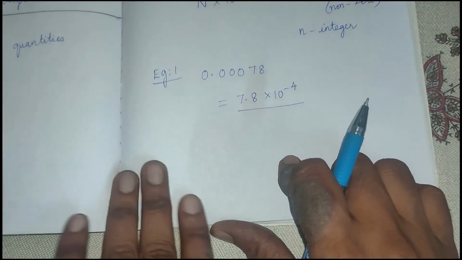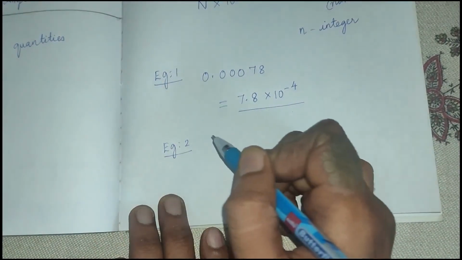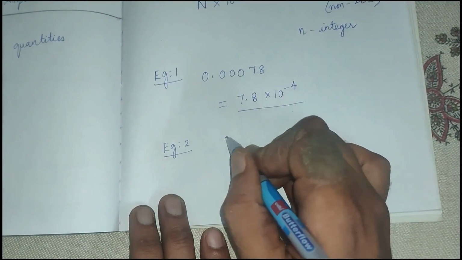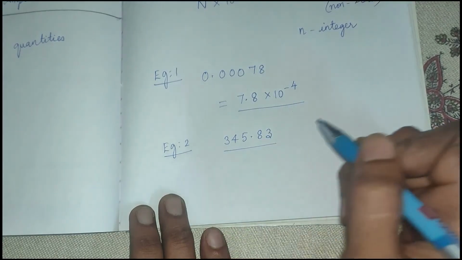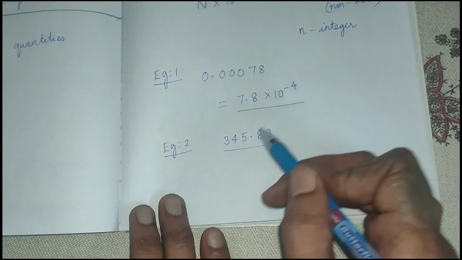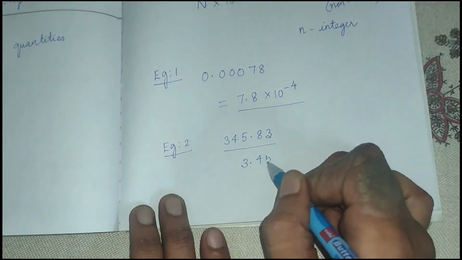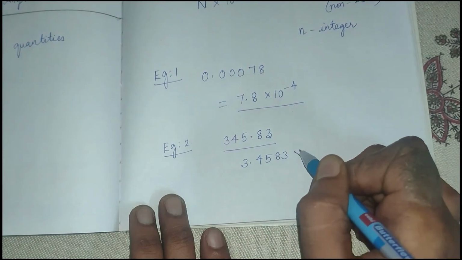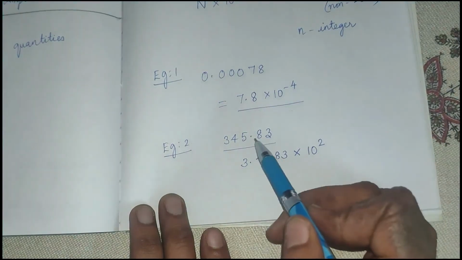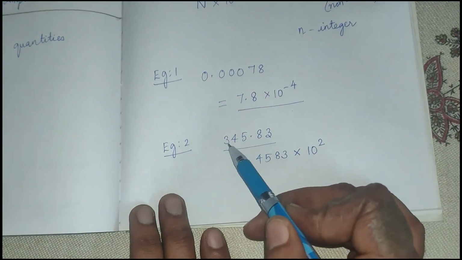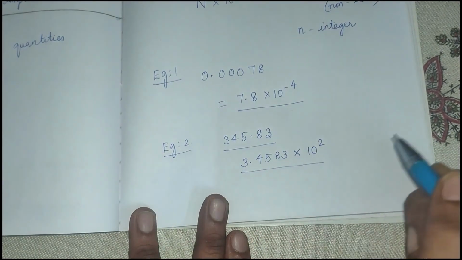I am going to give another example for that. Example 2. For example 2, I am just going to give you another number 345.83. So this is a normal number. I am going to give it in scientific notation. I am going to write it as 3.4583 into 10 to the power of 2. Now I have moved 2 decimals this side. So I have to write it like this. So this is the correct way to write it in a scientific notation.